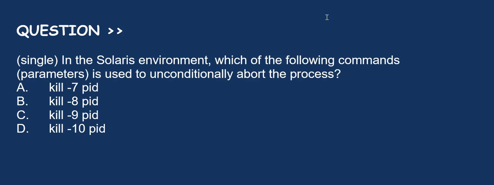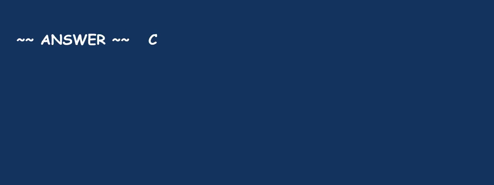Next question is, in a Solaris environment, which of the following command parameters is used to unconditionally abort the process? Option A, kill 7 PID. Option B, kill 8 PID. Option C, kill 9 PID. Option D, kill 10 PID. The correct answer is option C.